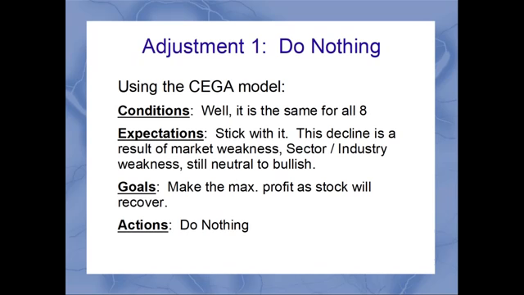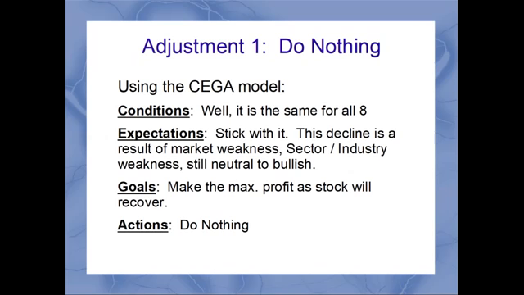Our conditions are the stock fell below our 20-day moving average, we saw a negative MACD crossover, and it dropped below our target price for our 1% rule. Whatever triggers you use, that would be the conditions, okay? It fell below X, Y, and Z. That changed. With the do nothing, your expectations are stick with it.